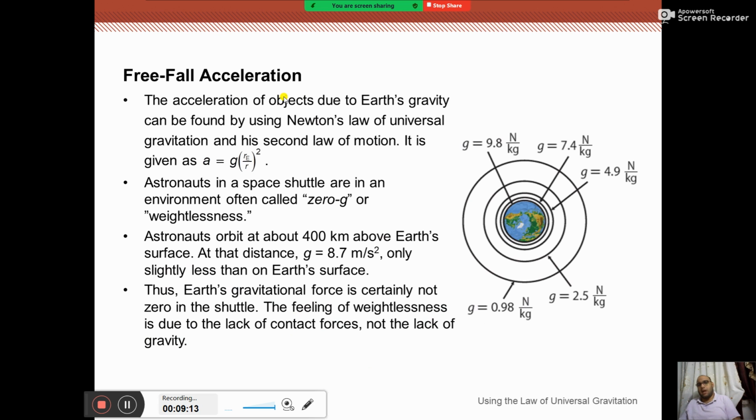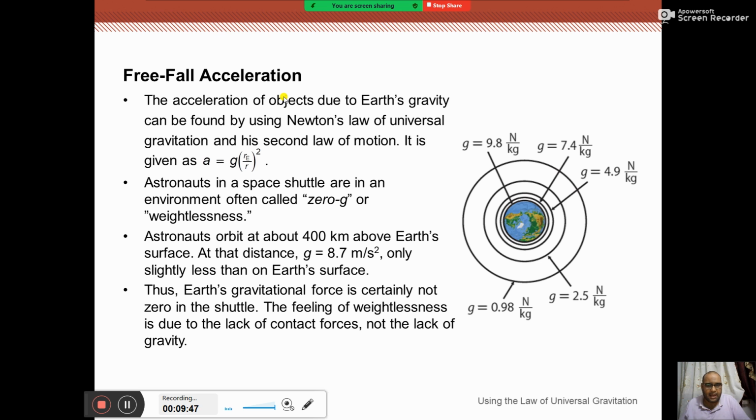Free fall acceleration. What is the free fall acceleration? The word free fall means the object is falling down under the effect of gravity without mentioning air resistance. There is no air resistance. The free fall acceleration, not all of the time, equals 9.8 meters per second squared. Free fall acceleration can differ from one location, from one altitude to another, from one height to another. It differs.